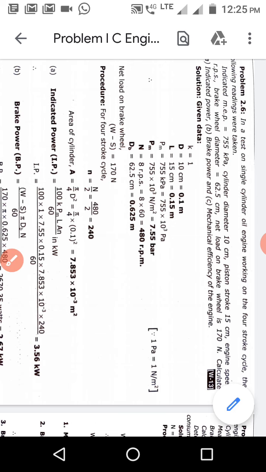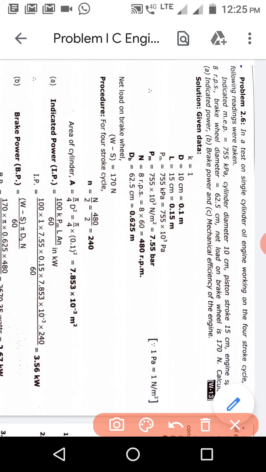For calculating brake power, here they have given the information about the rope brake dynamometer. They have given the readings they have got from the rope brake dynamometer. So the diameter of brake drum is given, that is equal to 62.5 centimeter. So we have converted into meter, that is 0.625 meter, and again they have given the net load. Net load is nothing but W minus S, and that is equal to 170 Newton.